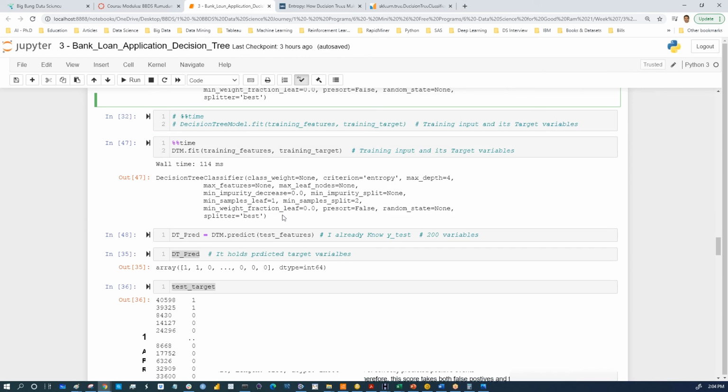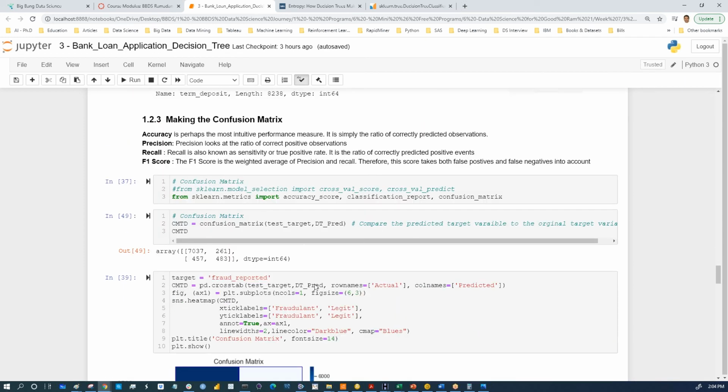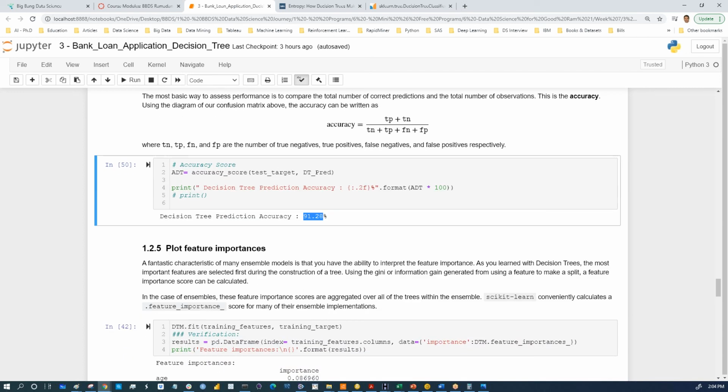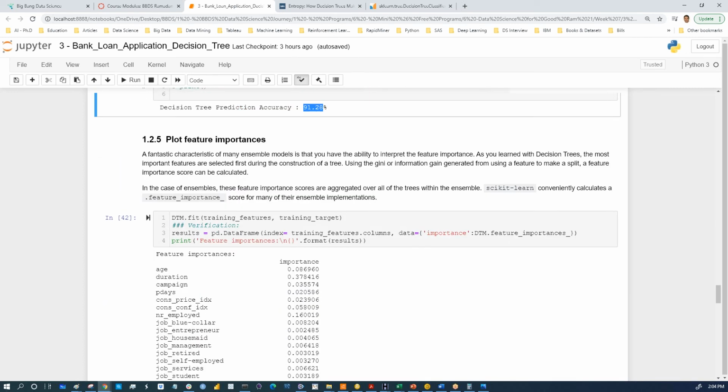Okay, and now let's take a look. So we know it's 91% accurate. It's better than 88, but of course we can improve it. And now let's take a look at the importance. Which features were used to contribute to the 91%?